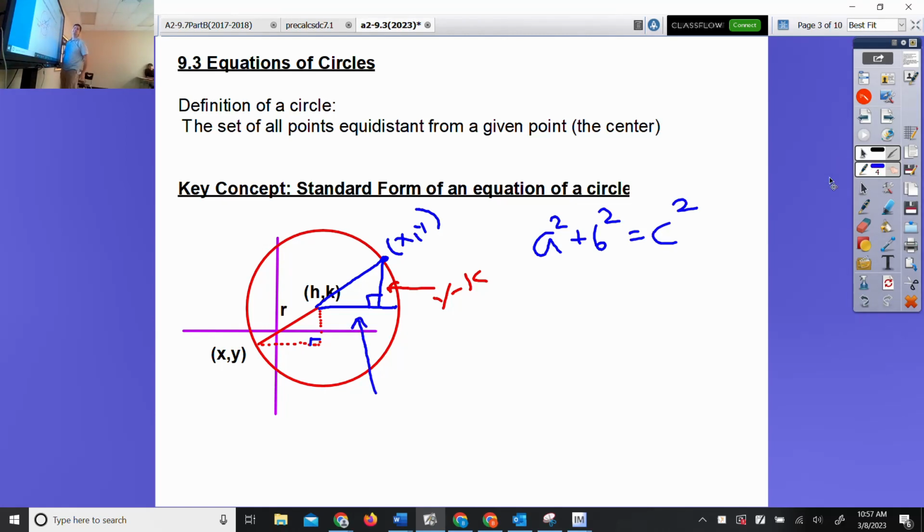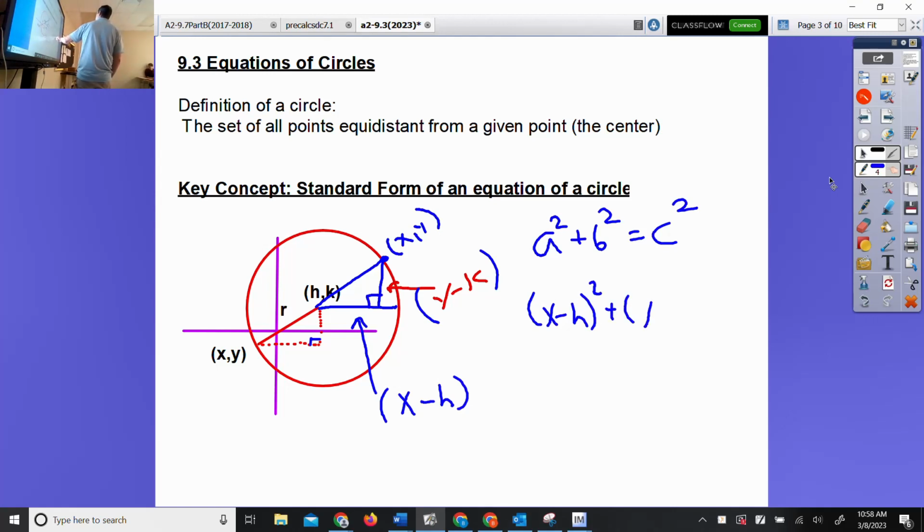This length right here would be the difference of the higher x value take away the lower x value. Which x value is farther right, x or h? So it's going to be x minus h. Those are the legs of my right triangle. So what can I replace a squared with? X minus h all squared. What can I replace b squared with? Y minus k all squared. And what's the hypotenuse labeled as? I forgot to relabel. R, because it's the radius of the circle. So c squared is r squared. That is the standard form of a circle.